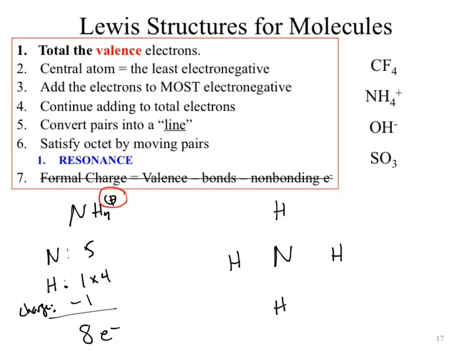Okay. More questions before we start adding electrons in. Where do we start adding our electrons? Which atom is the most electronegative? Nitrogen. So we'll now start adding our electrons in pairs until we've satisfied our total valence. How many electrons are around my nitrogen? 8, which means I'm done.